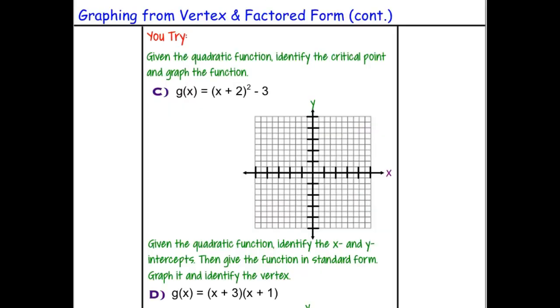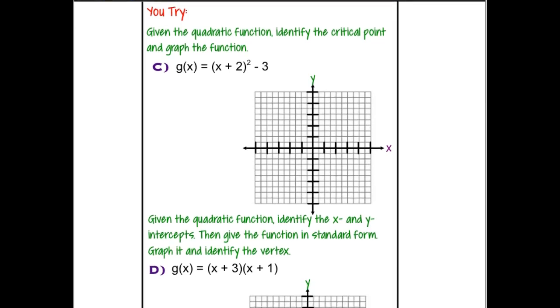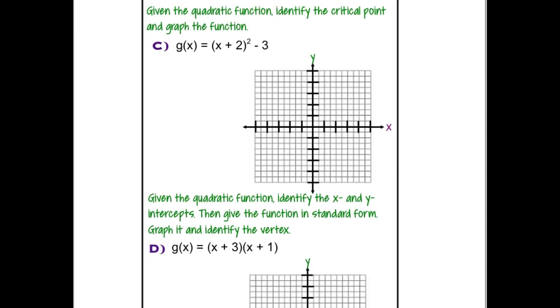So what you're going to do now is give these two try problems a shot. You need to graph x plus 2 quantity squared minus 3 and x plus 3 times x plus 1. Identify those critical pieces, x and y intercepts for the factored form, and write the function in standard form. Also graph it and identify the vertex, domain, and range. And then for C in vertex form, identify that vertex and graph the function as well as domain and range. And as always, bring your questions with you to class.